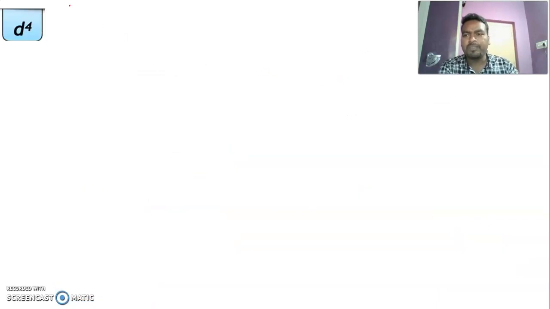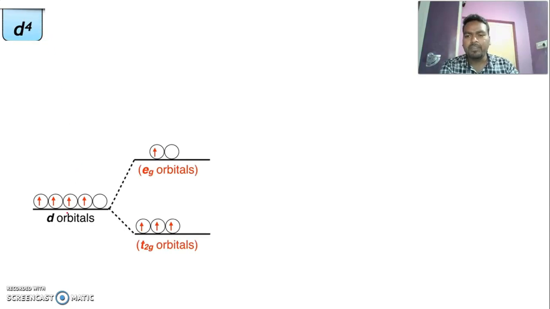Next, d4. In d4, there are 4 electrons in the orbitals. In case of weak field, this is the configuration. This is the splitting in case of a weak ligand. In the presence of a weak ligand, it follows Hund's rule. What does Hund's rule say? During accommodation of electrons into various atomic orbitals, pairing starts only when all the orbitals are singly filled. Please remember this rule, otherwise you cannot understand some of the concepts in coordination chemistry, dear students.